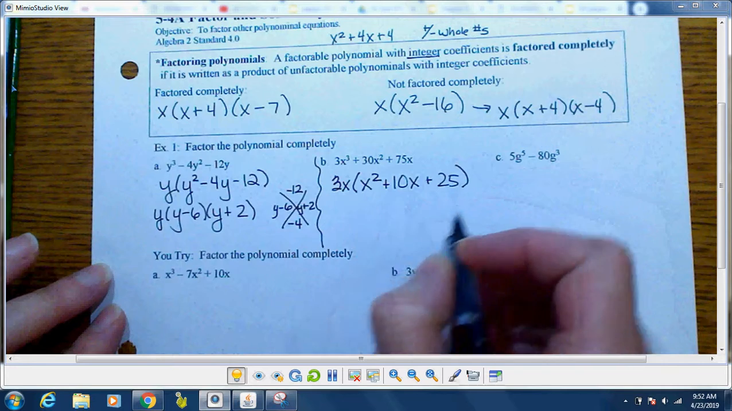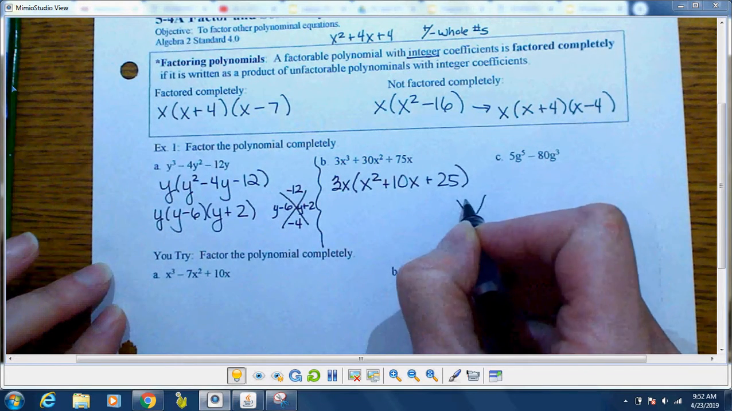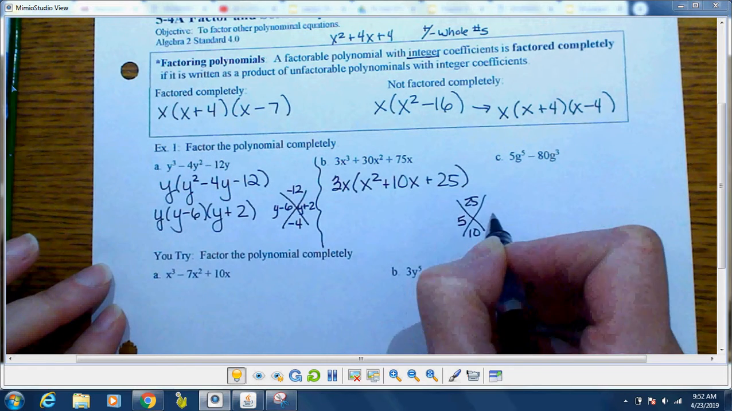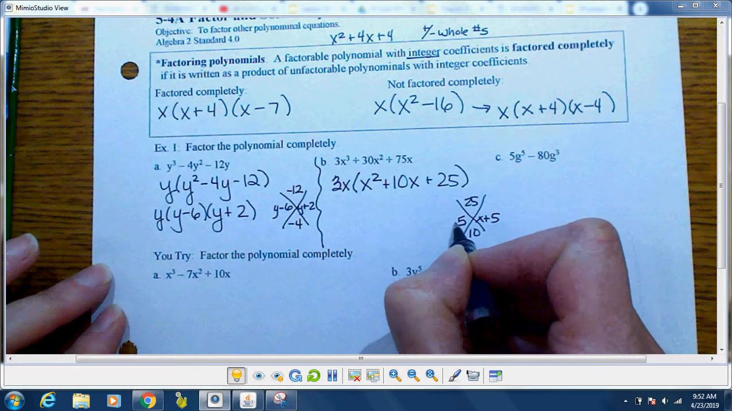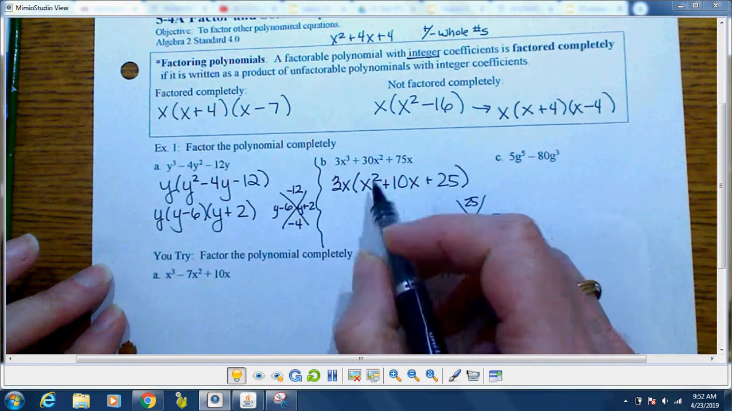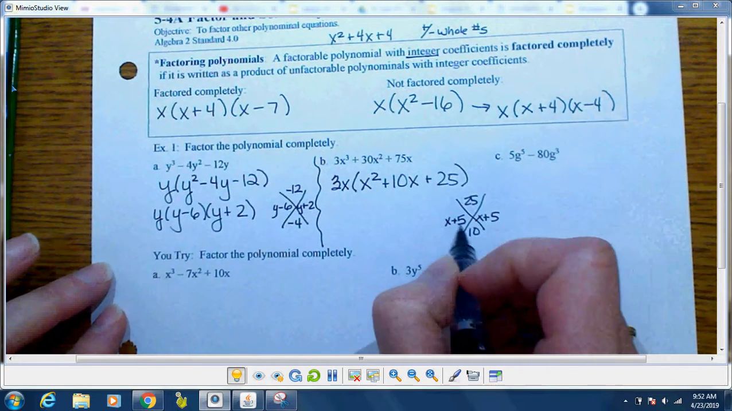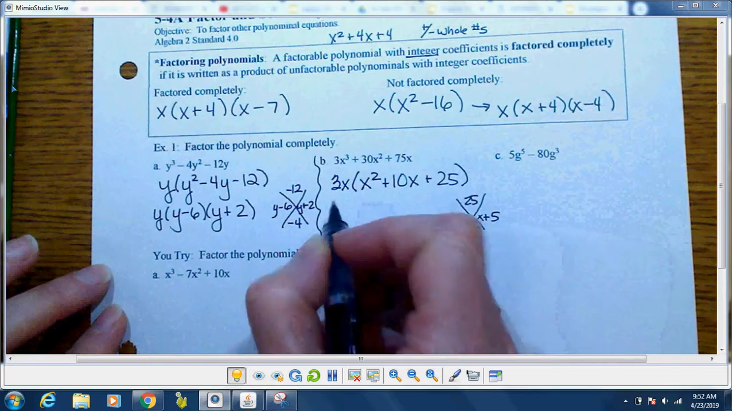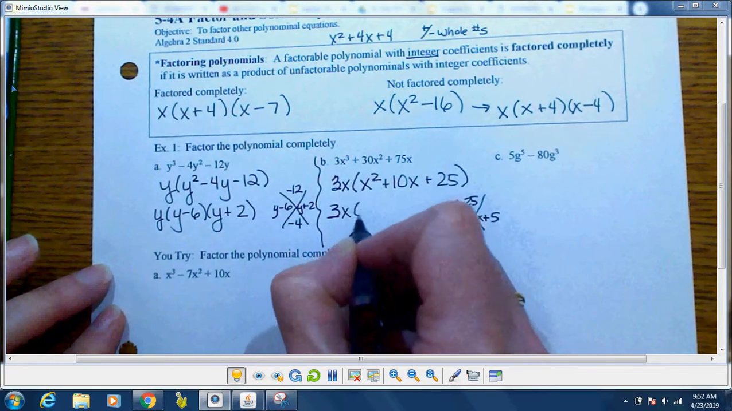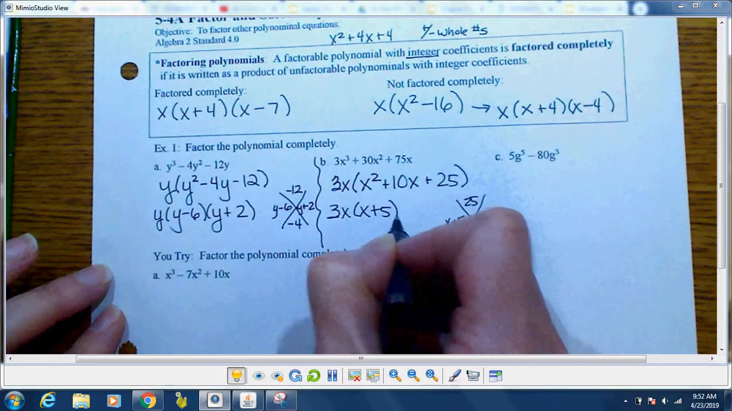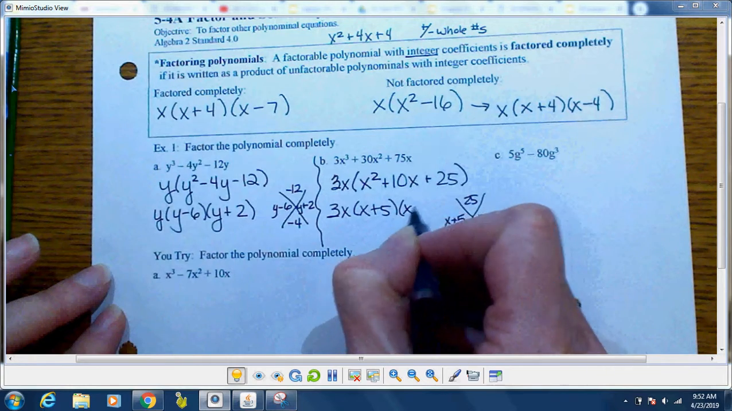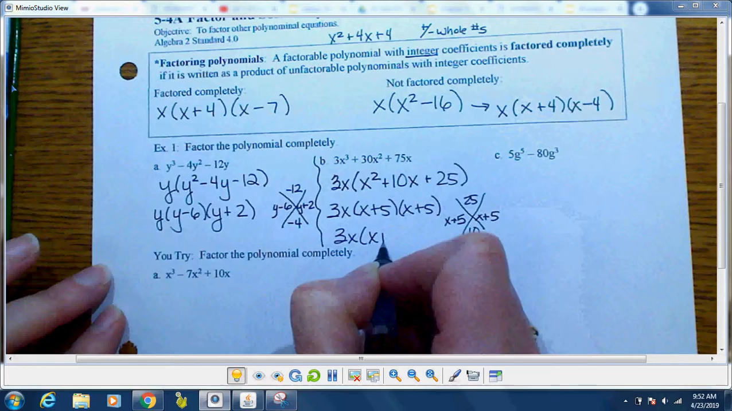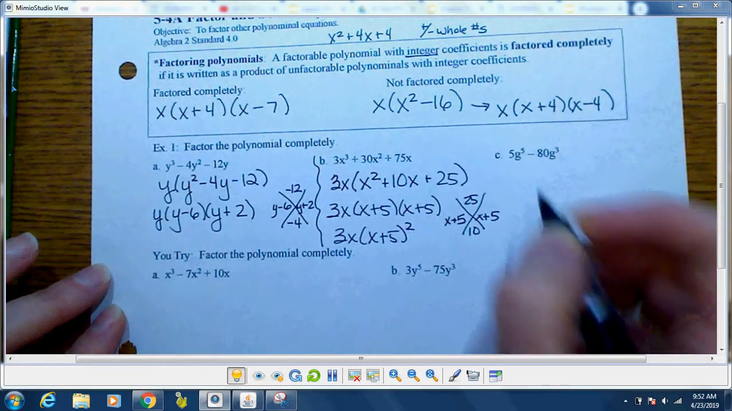Okay, so now I'm looking for two numbers that multiply to make positive 25 and add to 10. It's 5. And that's actually a perfect square trinomial. It's what you get when you multiply the same binomial by itself, x plus 5 times x plus 5. So my broken down answer is 3x times x plus 5 times x plus 5. Or you could also say 3x times x plus 5 squared.